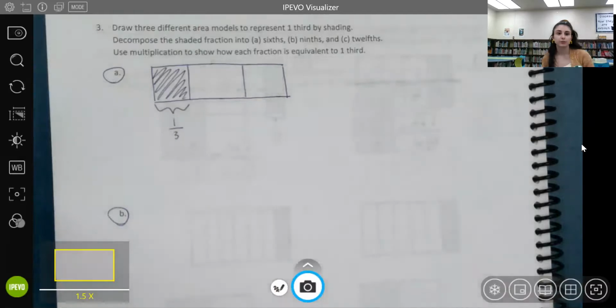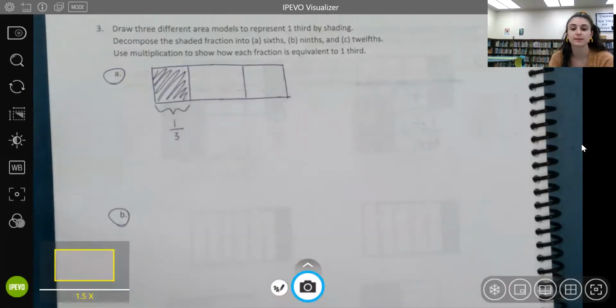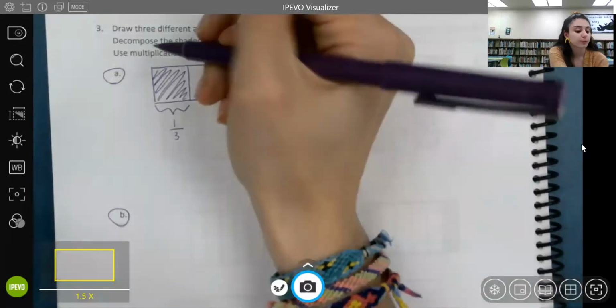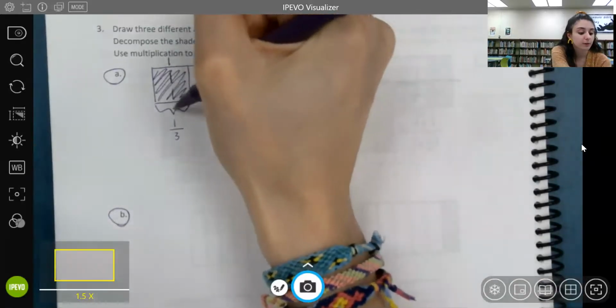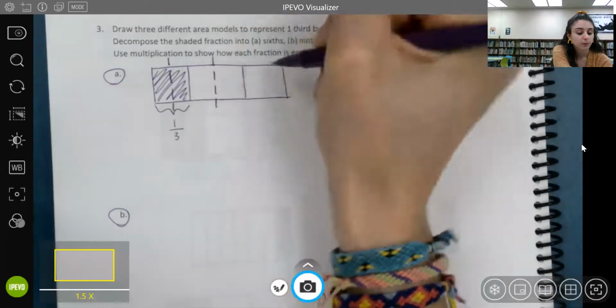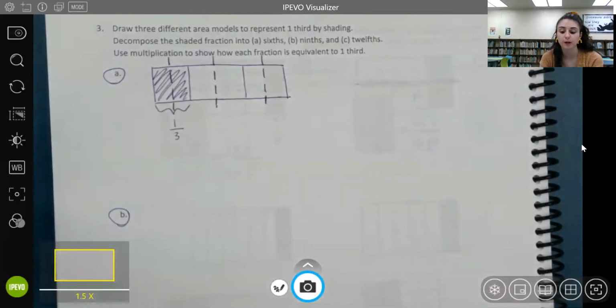So now we are supposed to decompose the shaded fraction into 6. So we have 3, and we need to turn this 3 into 6. So what do you think we're going to do? How do you think we're going to turn 3 into 6? If you said we're going to put another line down the middle, then you are correct. So we're going to put 3 lines down the middle of all 3 boxes.